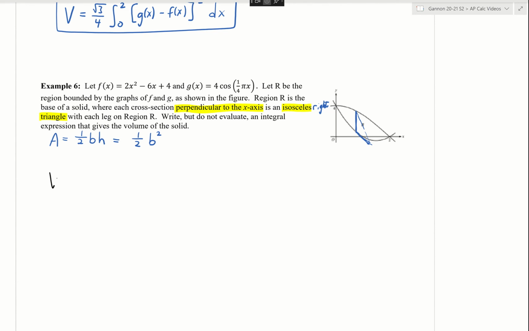All right, so we're going to set it up. We got volume equals the integral. Now we've got a constant, so we're going to go 1/2 times a quantity squared. Our limits of integration, again, in terms of x, are left to right, so that's from 0 to 2. And it's top minus bottom. Our top function was cosine, so again, we've got g of x minus f of x. And we're doing it in terms of x, so we have to end with that dx, and that's the answer.